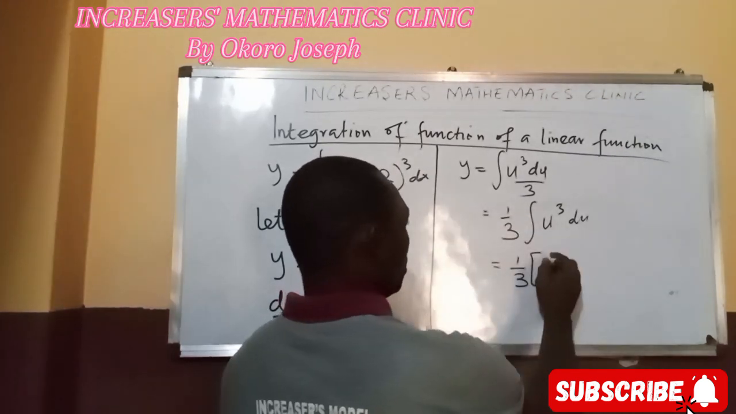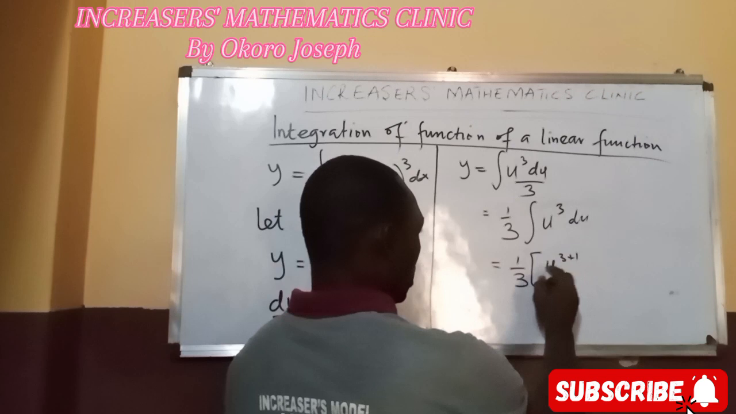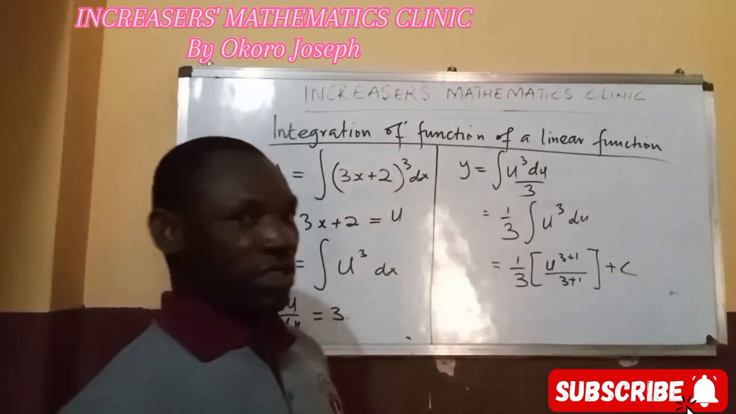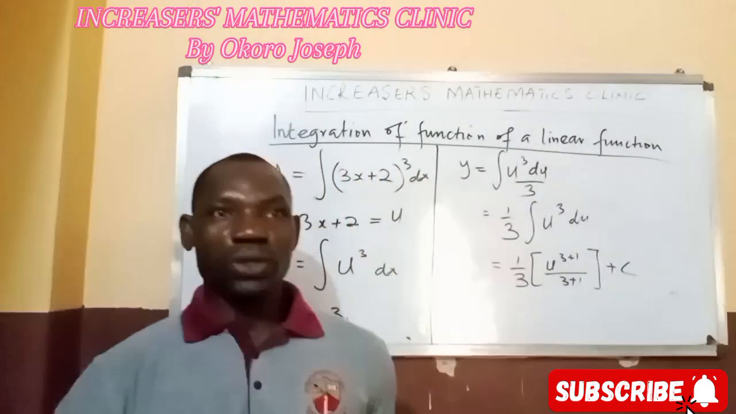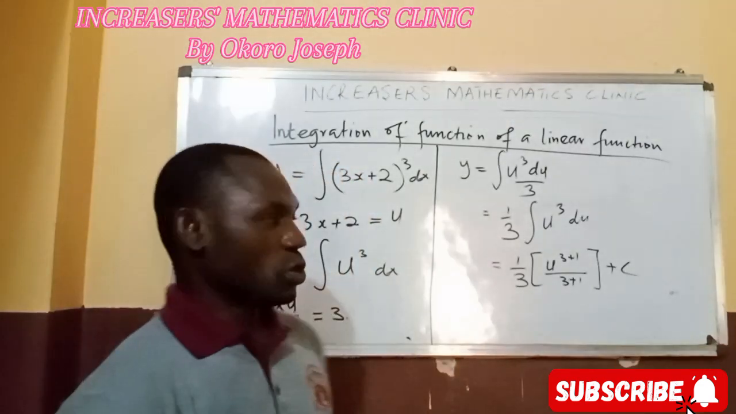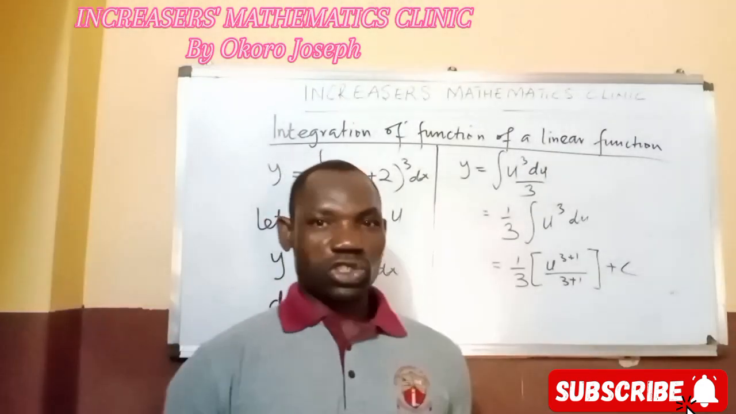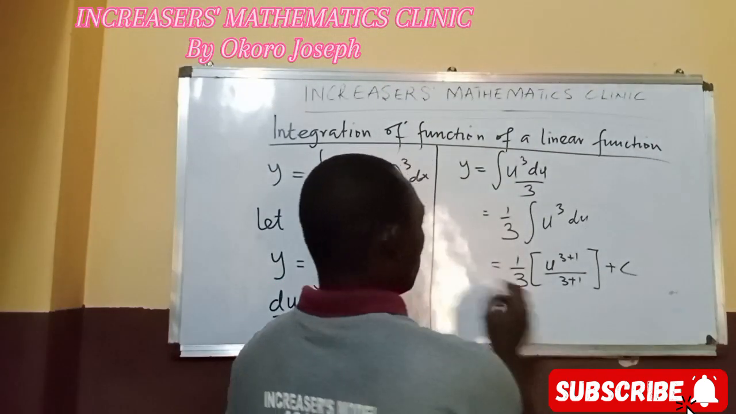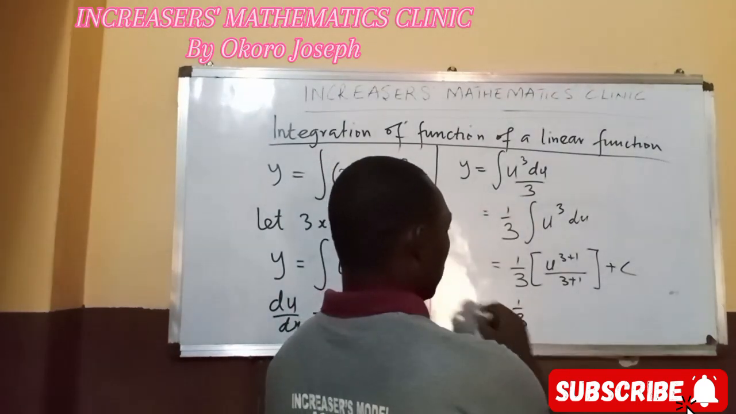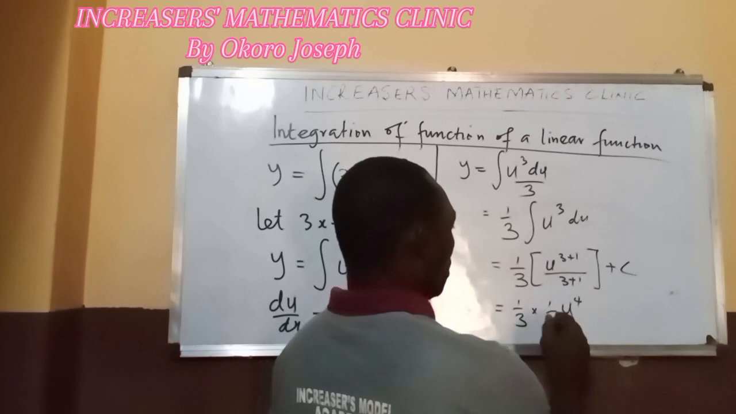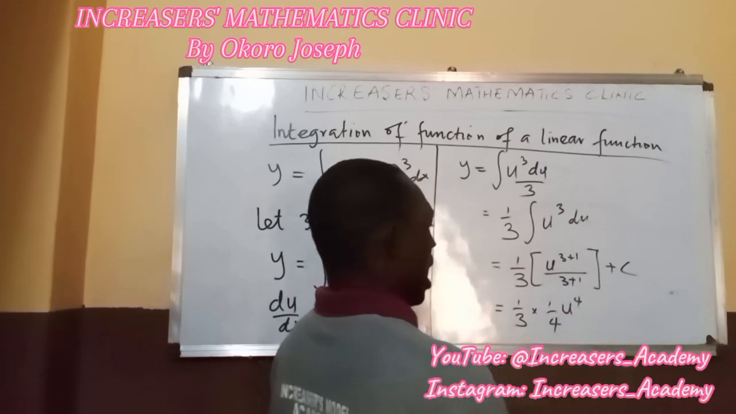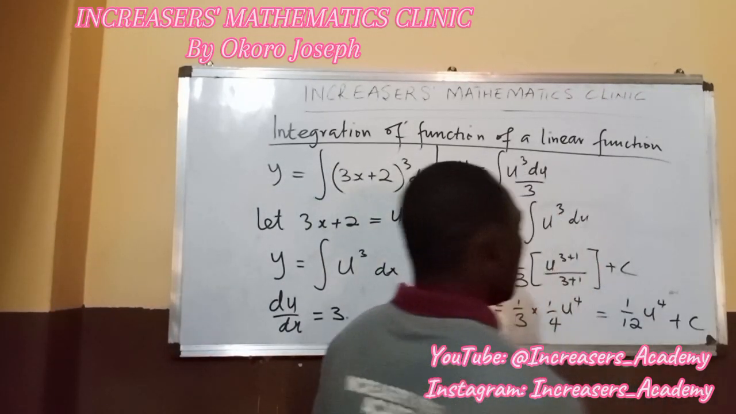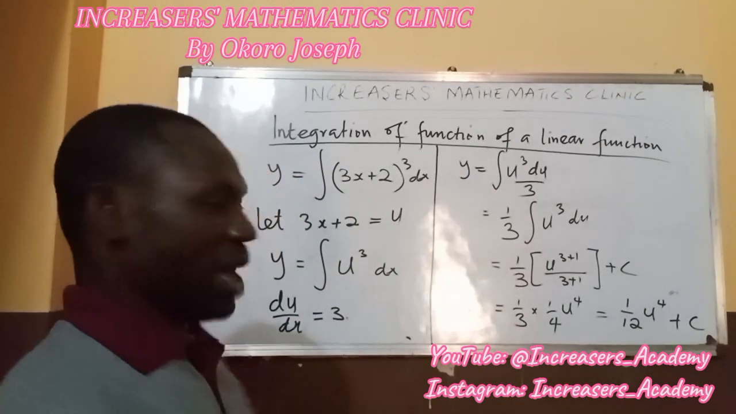So I will now integrate u raised to power 3, and that will give me 1 over 3, open a bracket, u raised to power 3 plus 1, all over 3 plus 1. Then plus c, because each time you integrate a function, you are going to add a c to it, which is the constant that was lost in the process of differentiation. So our result here will now be 1 over 3 times 1 over 4 u raised to power 4, and that will be giving 1 over 12 u raised to power 4 plus c is the integral of this particular function.